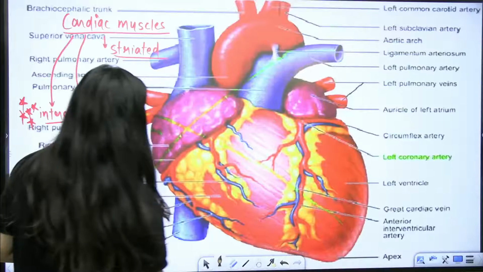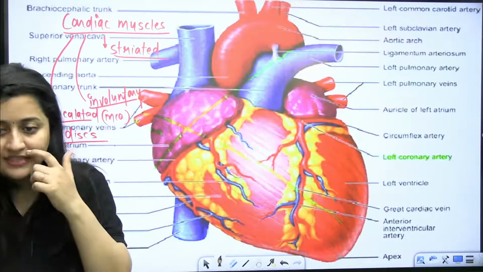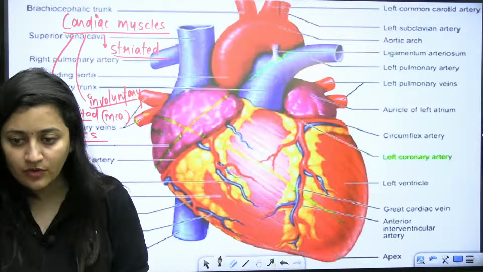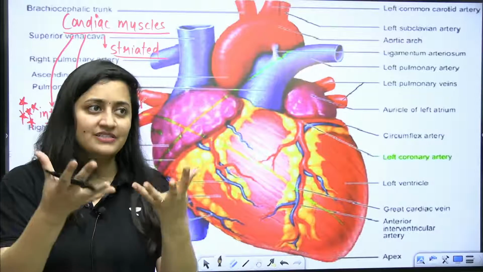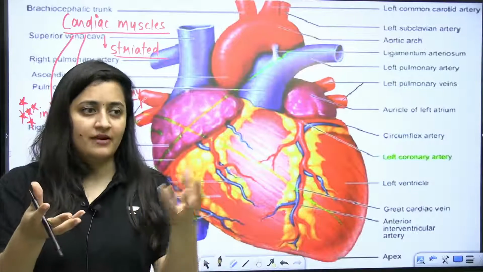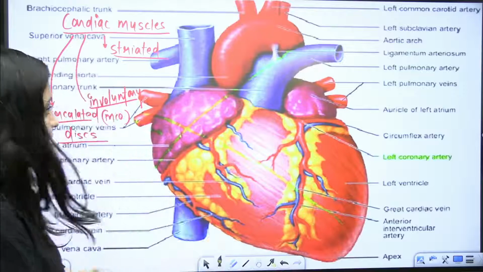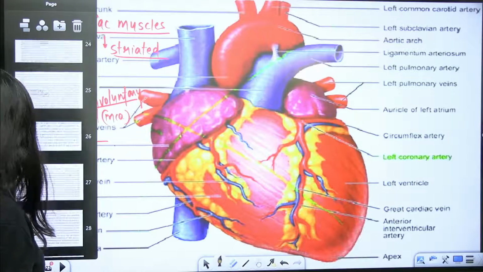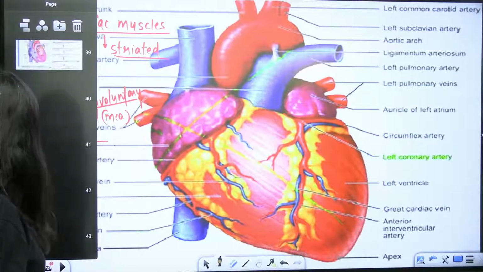One student is asking a question: madam, what about semilunar valves? Semilunar valves, bache, are present at the base of the blood vessels, the pulmonary artery as well as the systemic aorta. Fine. I'll share the PDF in the Telegram group so that you can use it for revision.